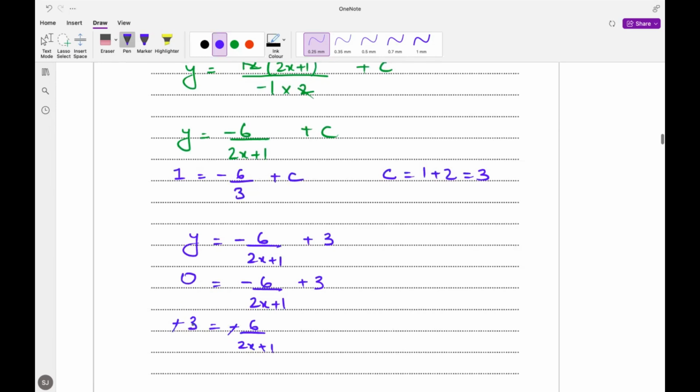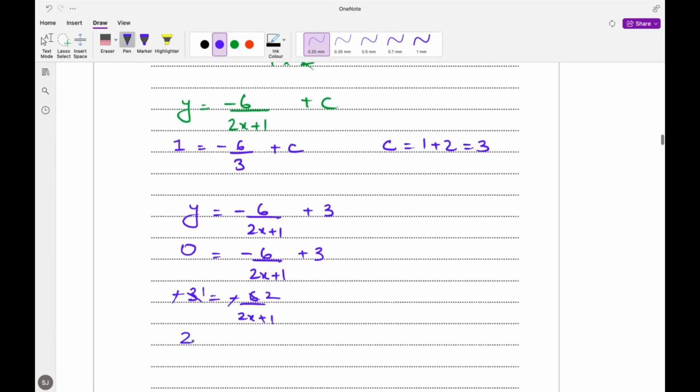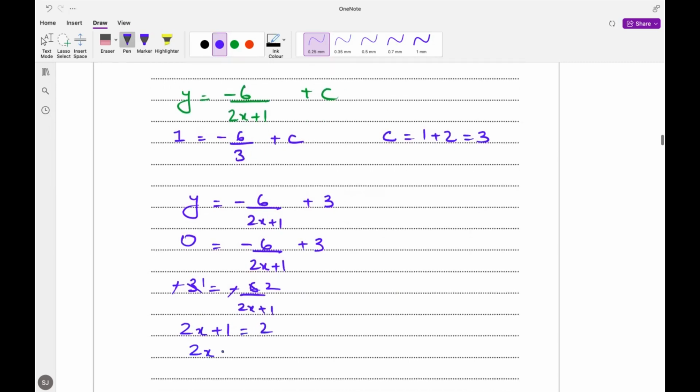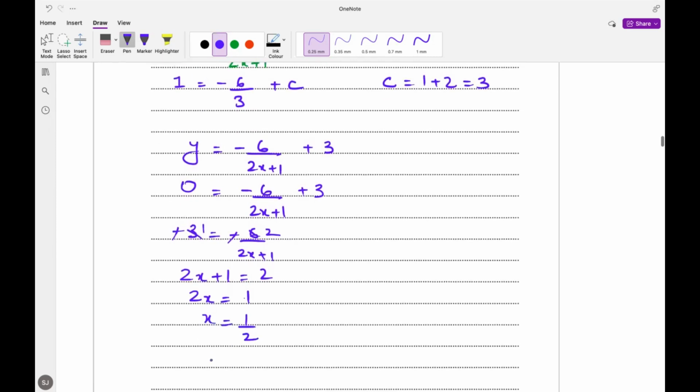Now we can simply cancel 3 by 6. So this will become 3 one times and 3 two times. Cross multiplying, we'll get 2x plus 1 equals 2. 2x equals 2 minus 1, which is 1, and x will be equal to half. So the coordinates will be (half, 0).